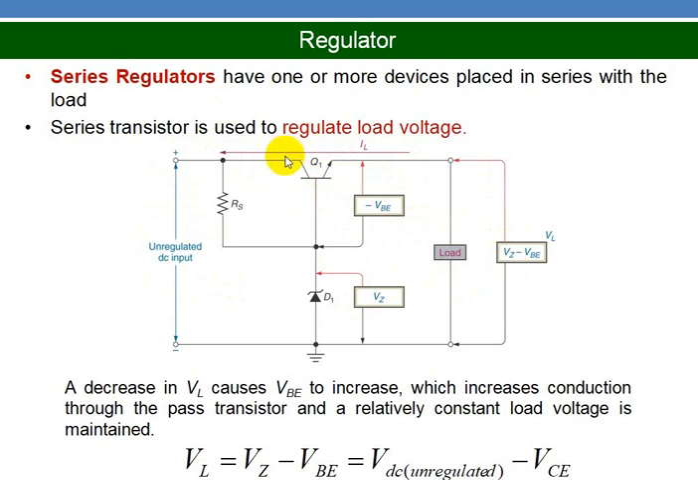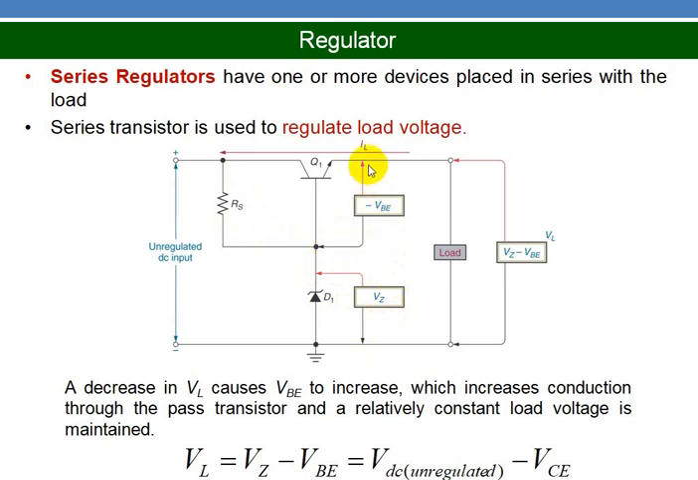The transistor is the control element. Series regulators have one or more devices placed in series with the load. A series transistor is used to regulate the load voltage. Here RS is the resistance connected between the supply and the Zener diode. This provides the biasing current for the Zener diode. The voltage across the Zener diode is called VZ, the Zener voltage, and the voltage between the collector and emitter terminals is called VCE.